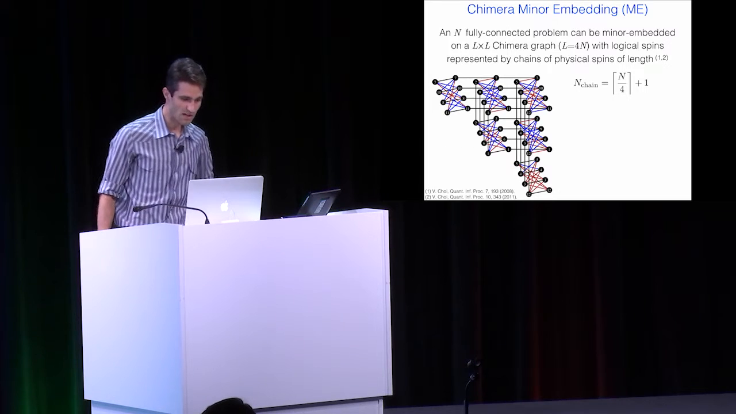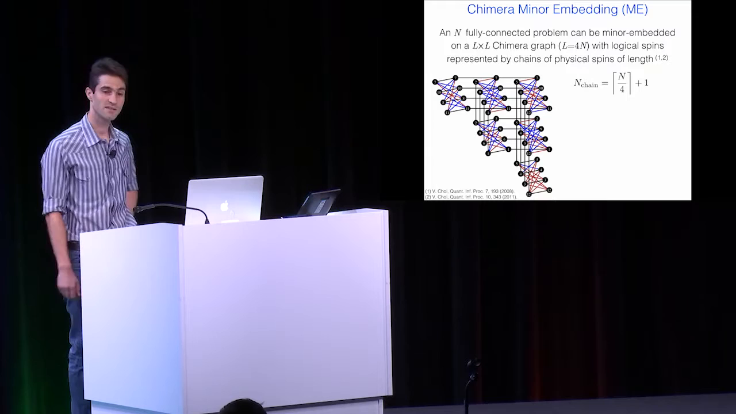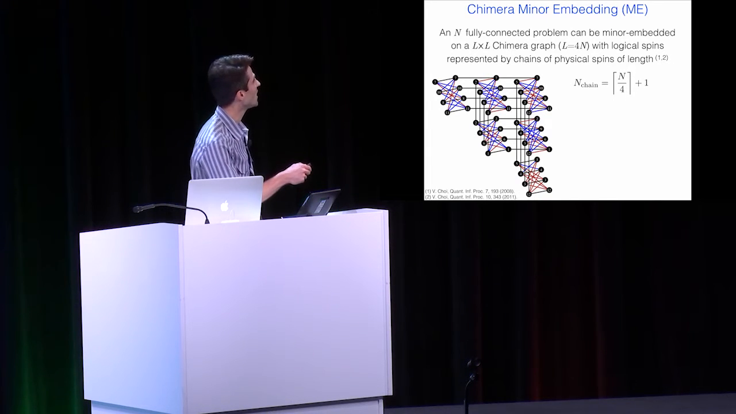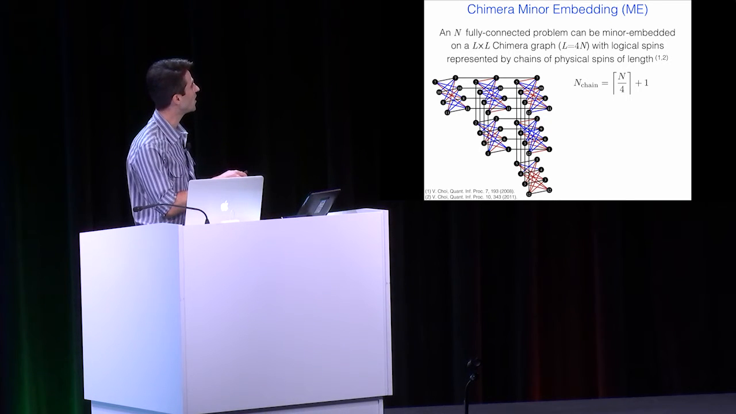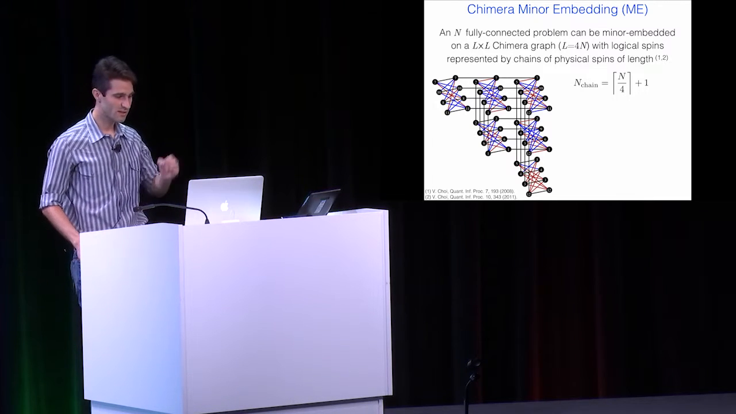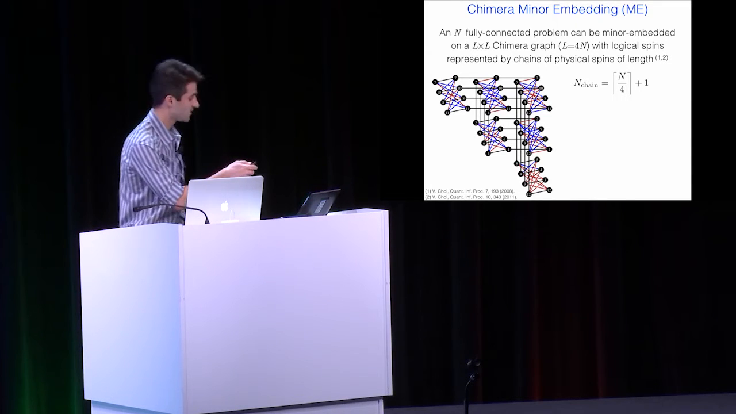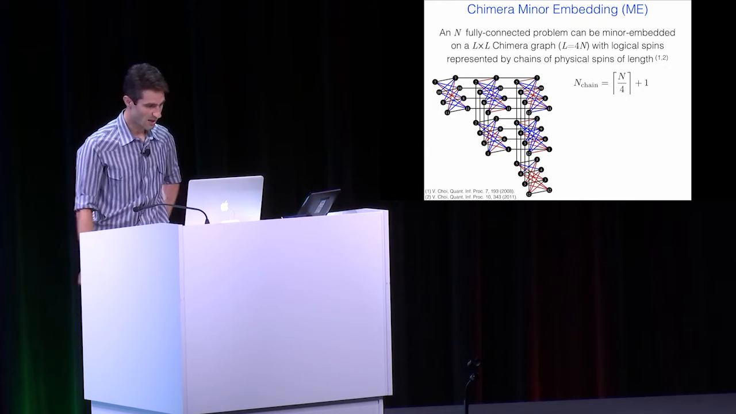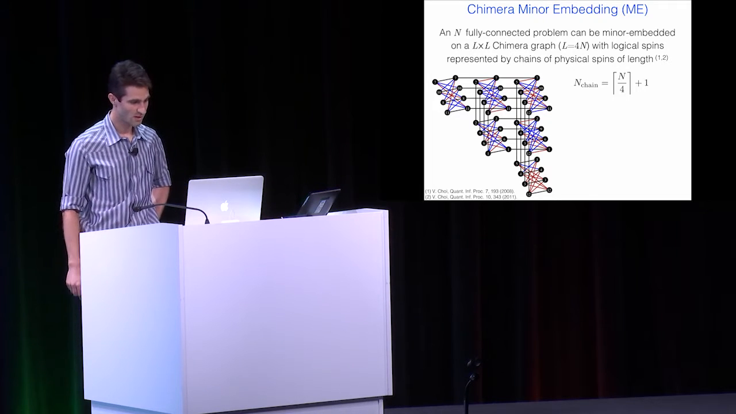Vicky Choi, many years ago, taught us how to do this, at least for Chimera, and that's the case I will focus on. She taught us that if I have n logical spins that are fully connected, I can minor embed that on an L by L Chimera graph, where L is equal to n over 4, by taking each logical spin and extending it into a chain. This chain has a length of the ceiling of n over 4, plus 1. Here is a sketch of what this looks like for this n equals 12 problem.